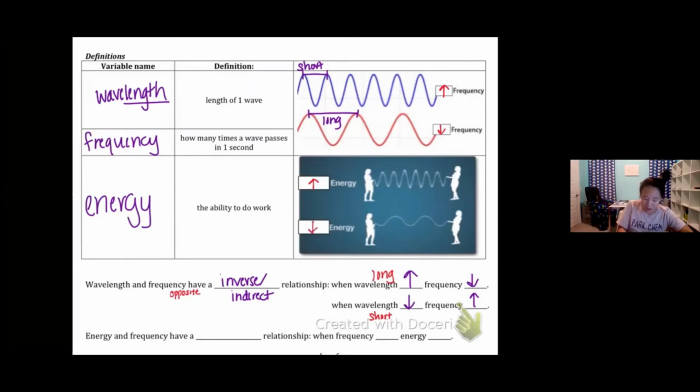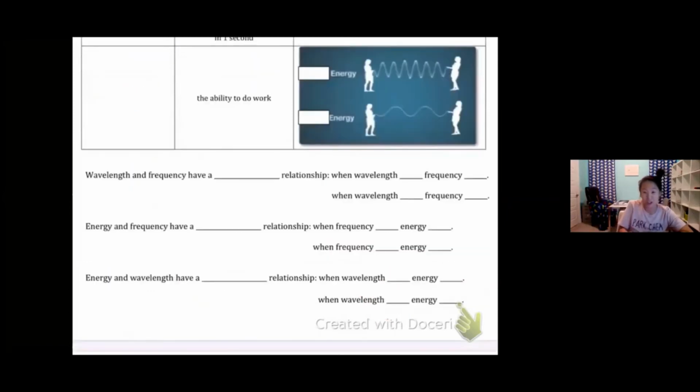So if the energy is low here, then let's think about what kind of relationship they have. Energy and frequency are going to have a direct relationship. Direct relationship means that they go in the same direction. They either both go up or they both go down. So if frequency goes up, that means it's happening a lot. Boom, boom, boom. That means you have high energy. If the frequency is low, not happening that often, then the energy is also low.